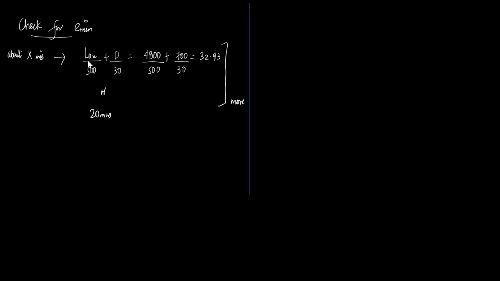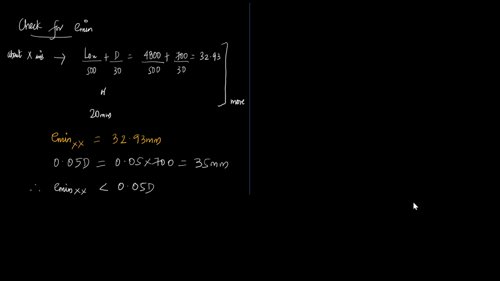About the X axis, it is unsupported length divided by 500 plus D by 30, that is 4800 divided by 500 plus 700 divided by 30, or 20 mm, whichever is more. So about the X axis, E minimum I will get as 32.93 mm, and you will calculate 0.05 D, that is 35 mm, which means E minimum is less than 0.05 D. I can say that the column is axially loaded.